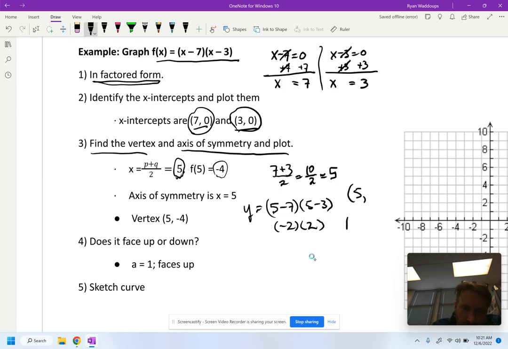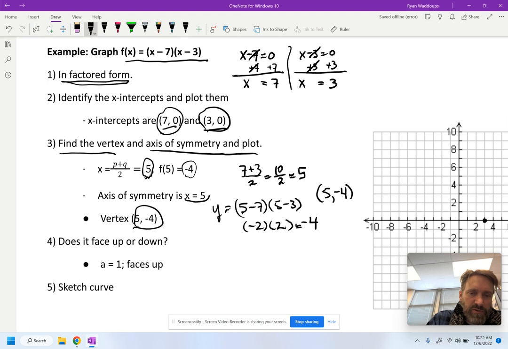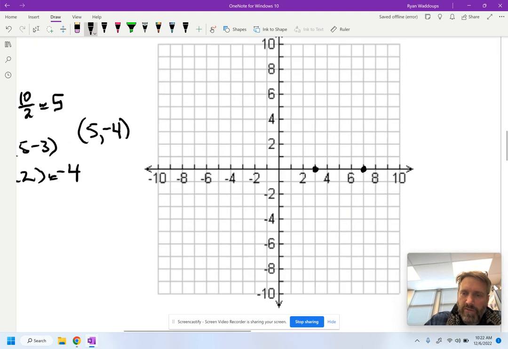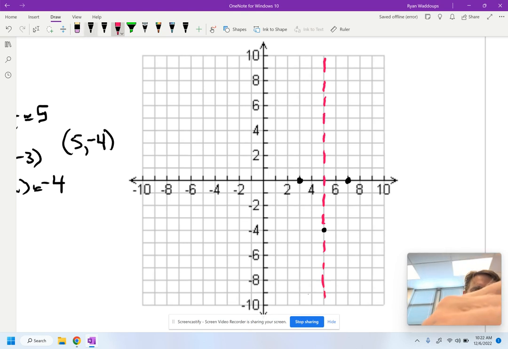Excuse me, it's not equal to 4. It's equal to negative 4. So it's 5, negative 4, just like it says here. So I go over and I graph. The axis of symmetry is x equals 5, always equal to the x coordinate. So I go over to 5, down to negative 4, and I graph that point. And then I'm going to change color just to show my axis of symmetry, which is technically speaking not part of the graph, but it helps us to graph it as part of our process.